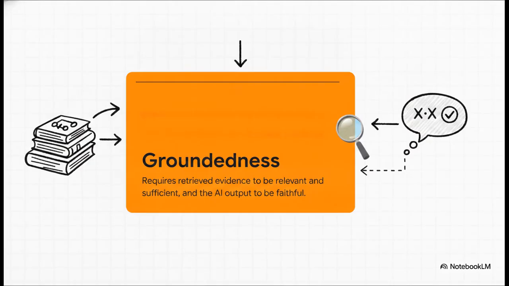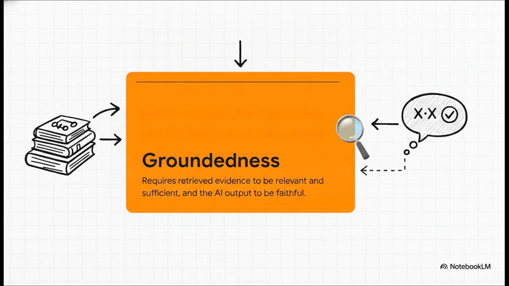Building closely on that, we have this idea of groundedness, which is a wildly critical concept for systems using Retrieval-Augmented Generation, or RAG. Groundedness demands two very distinct things. First, the evidence the system retrieves must be both highly relevant and sufficient to actually answer the prompt. Second, the AI's generated output must be perfectly faithful to that retrieved text. The AI explicitly has to show its work, proving beyond a doubt its answer is anchored in the high-quality data it just pulled.